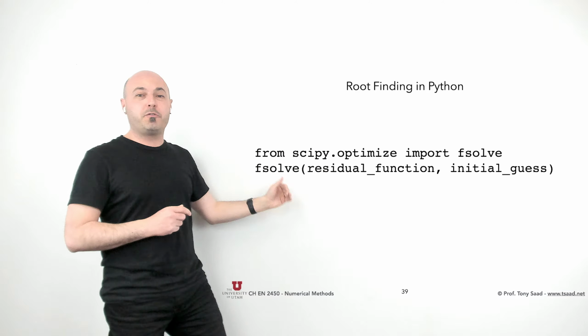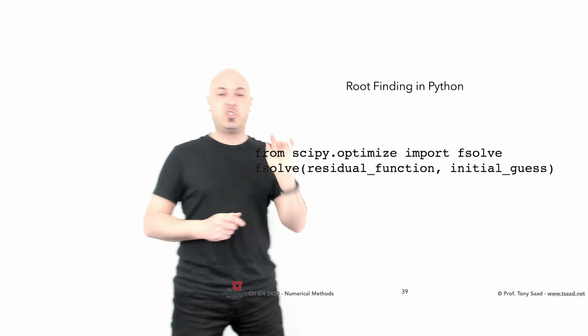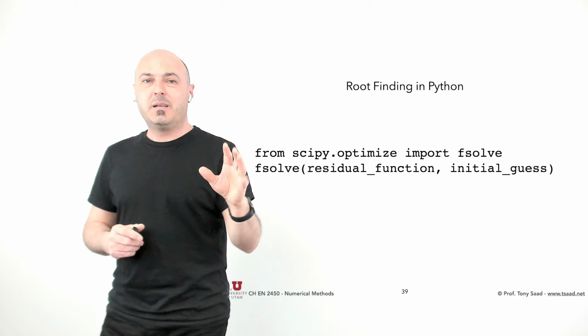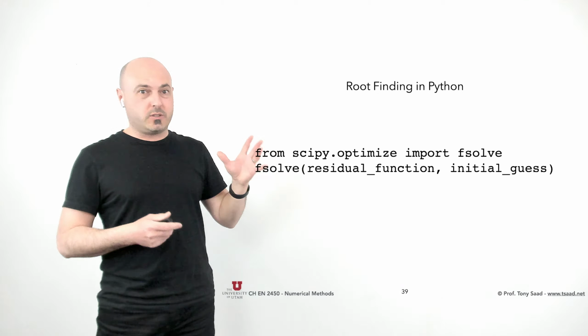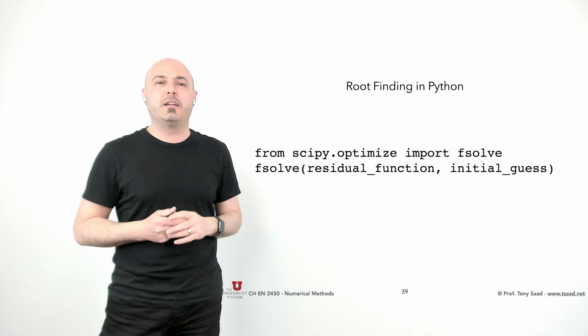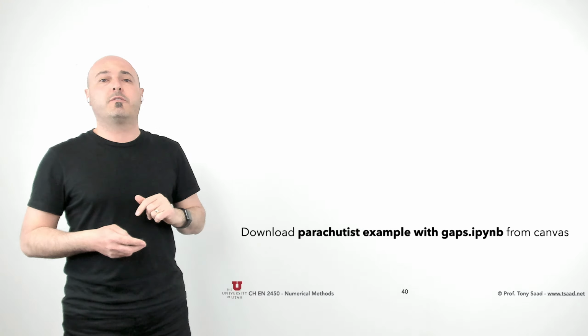And you just call fsolve, you give it the residual function and an initial guess, just one value, not a bracket, because this fsolve uses an open domain method, okay, which is great, simple interface. So we will just use that to compare to our function.